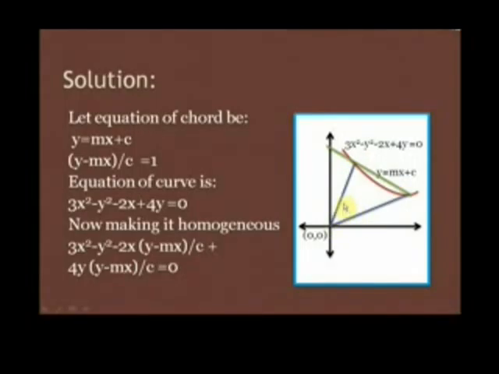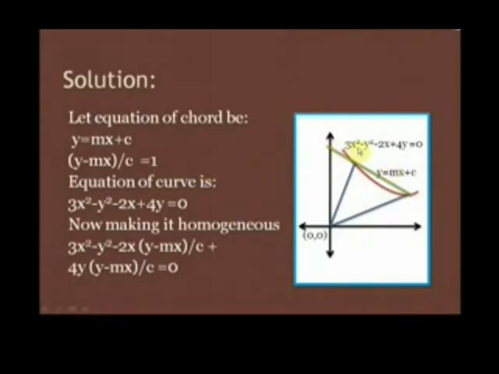Or in other words, I can say that we have to simply prove that these two lines are perpendicular to each other, and the best part is these two lines pass through the origin, and they pass through the intersection of y = mx + c and the curve 3x² − y² − 2x + 4y = 0. Now this is very similar to what we have actually studied.